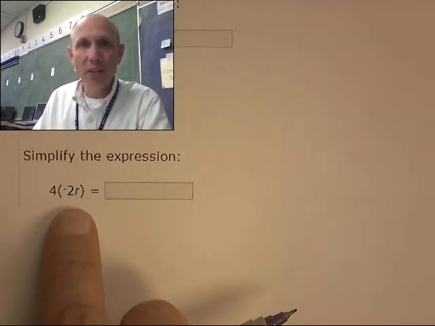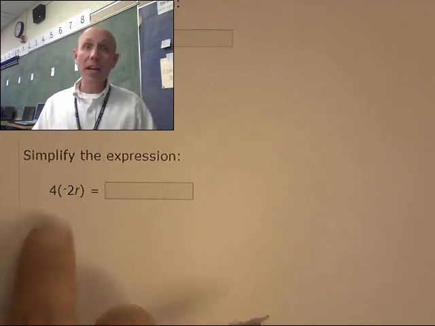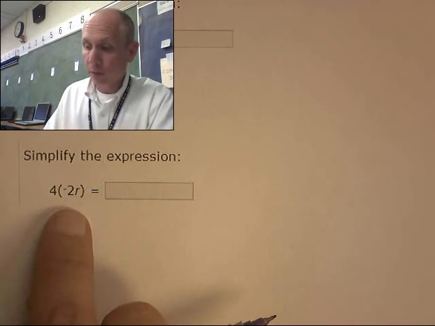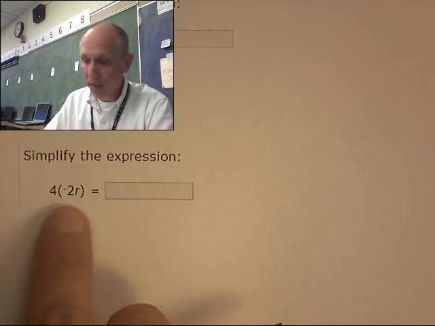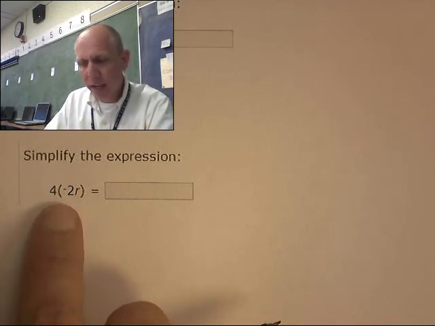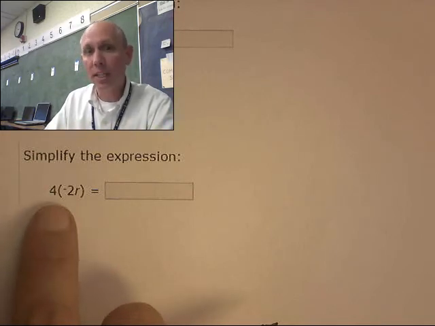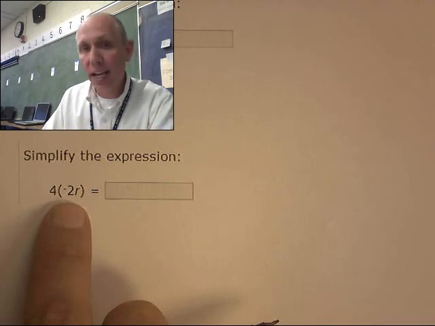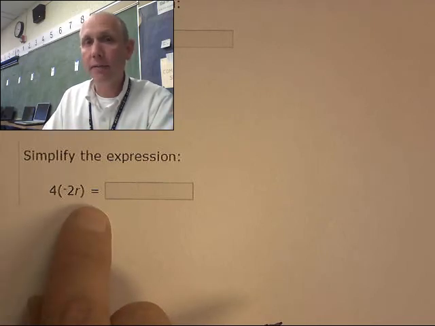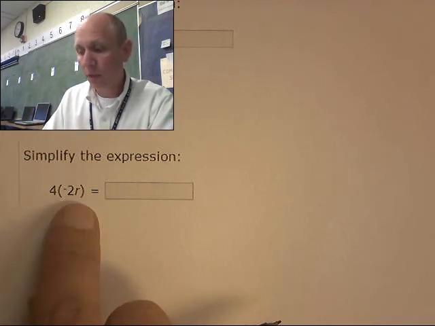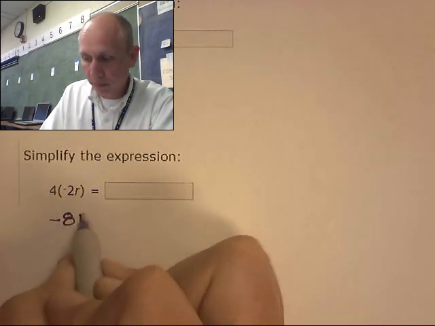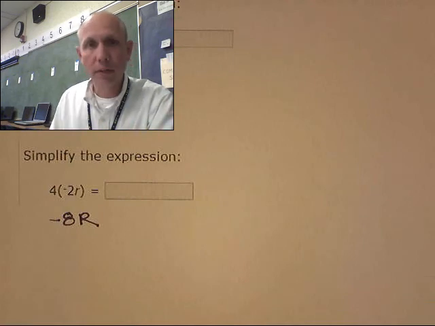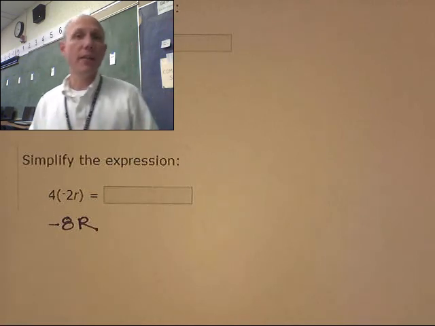Are these parentheses doing anything for me? They kind of are. They actually are. They're making it so it doesn't look like a 4 minus a 2r. These parentheses are telling me, hey, watch out, this is actually multiplication. This is 4 times negative 2r. Well, what's 4 times negative 2? Negative 8r. So those parentheses did have a point to them.